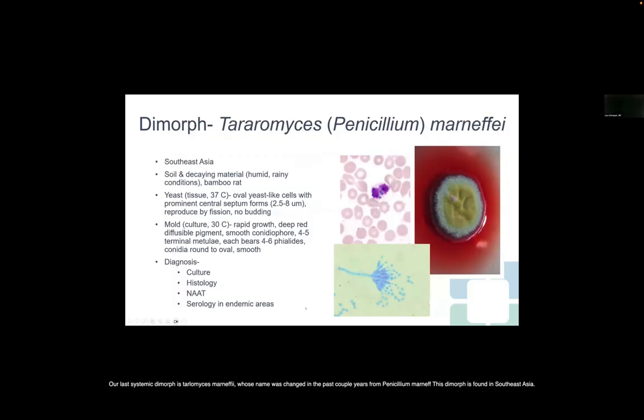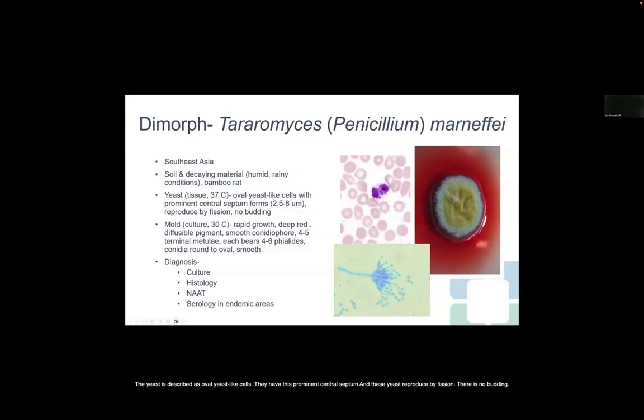Our last systemic dimorph is Talaromyces marneffei, whose name was changed in the past couple of years from Penicillium marneffei. This dimorph is found in Southeast Asia. It's found in the soil and on decaying material in areas where it's humid and rainy, and there is some association with the bamboo rat spreading this organism. The yeast is described as oval yeast-like cells. They have this prominent central septum, and these yeast reproduce by fission.